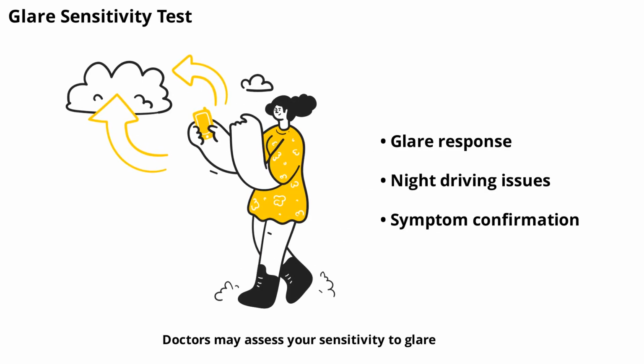Doctors may assess your sensitivity to glare, which is a common symptom of cataracts. This test involves shining a bright light into your eyes and asking how it affects your vision. Increased glare sensitivity, especially when driving at night, can be a strong indicator of cataract development.